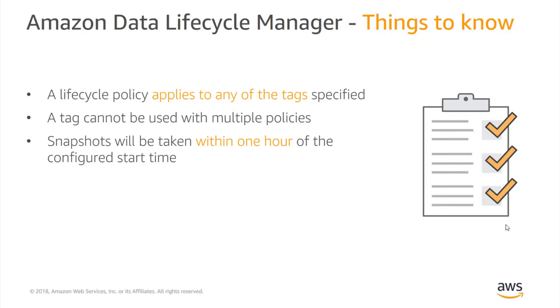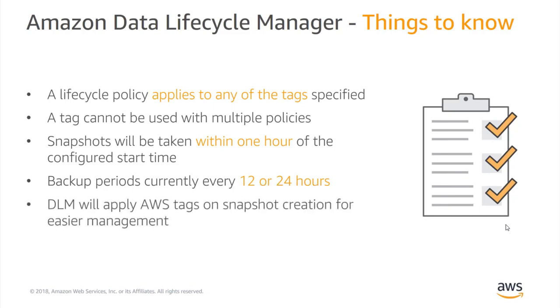Also, keep in mind that snapshots are guaranteed to be taken within 1 hour of the specified start time. The snapshot may not always be taken exactly at the time specified in the policy. As I mentioned earlier, DLM backup periods are currently every 12 or every 24 hours. And finally, to enhance manageability of snapshots, DLM will automatically apply AWS tags on each snapshot that it generates. In addition, you can also specify custom tags to be applied to each snapshot as well.